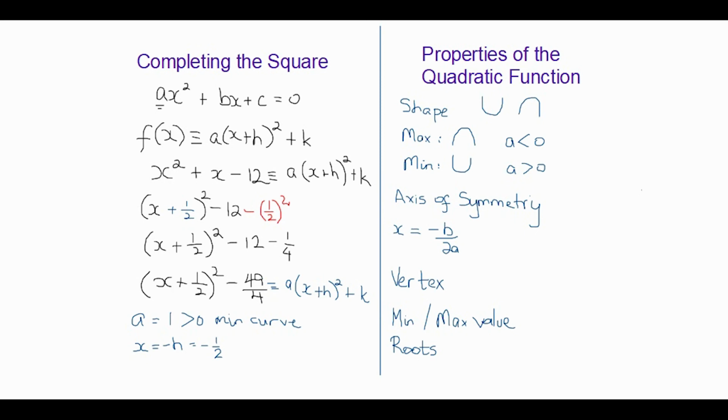So before I get into the vertex, let's talk about the maximum or the minimum value of a function. We know that if we're dealing with a maximum turning point curve, we're going to have a maximum value. And if we're dealing with a minimum turning point curve, we'll have a minimum value. So in this case, because we're dealing with a minimum curve, we have a minimum turning point, so therefore we will have a minimum value. And to get this minimum value, we actually look at the value of k. So the minimum value of our function, in this case, comes from the value of k, which is minus 49 on 4.